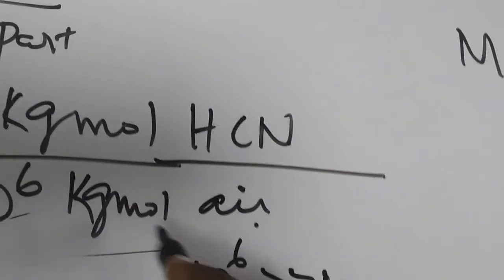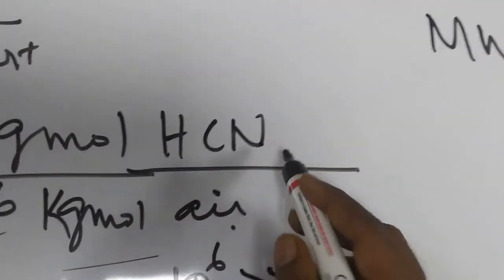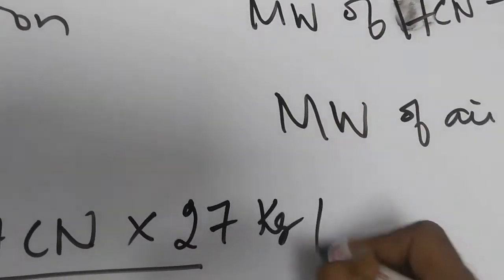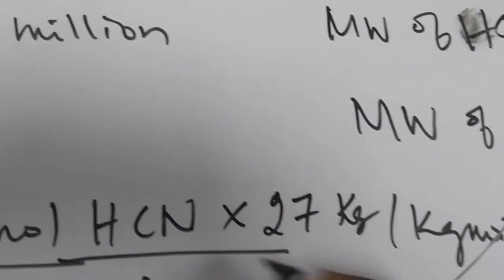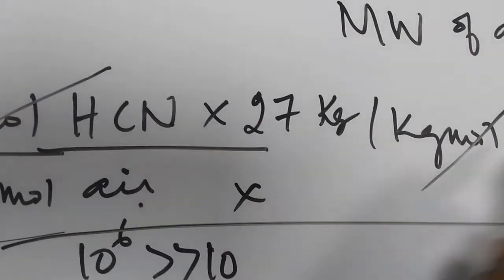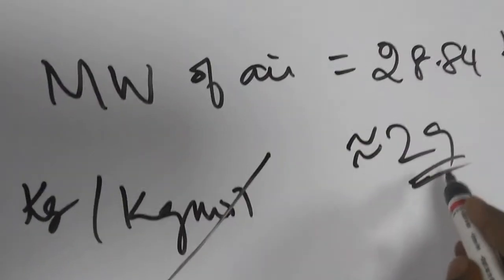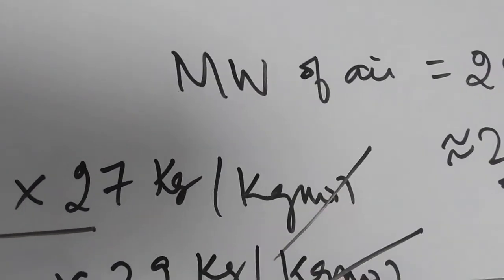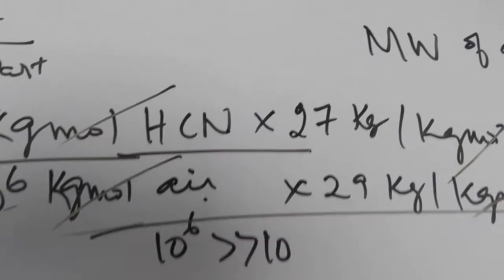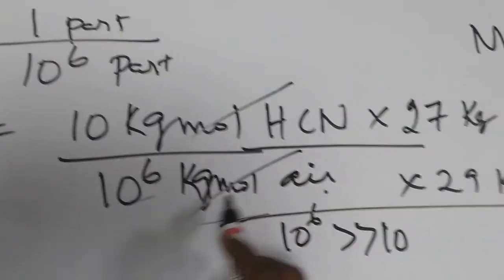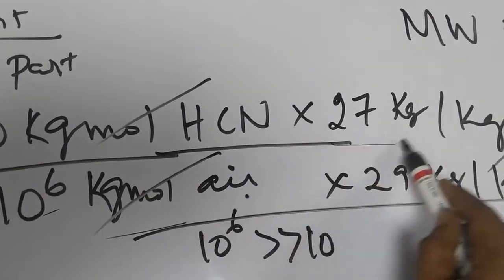So you can do the conversion here. If you want to express this 10 kg mole of HCN, so multiplying by molecular weight of HCN, which we have determined to be 27 kg per kg mole, this kg mole gets cancelled. Similarly, for air we are multiplying by the molecular weight. If I use 29 kg per kg mole, so this kg mole air gets cancelled. Okay, so we have 10 into 27 divided by 10 power 6 and again divided by 29, right?